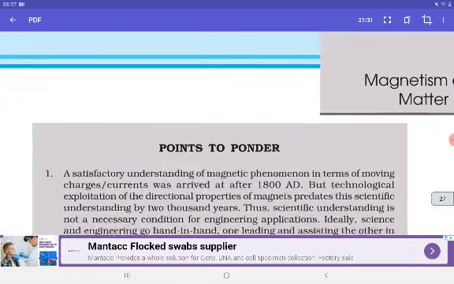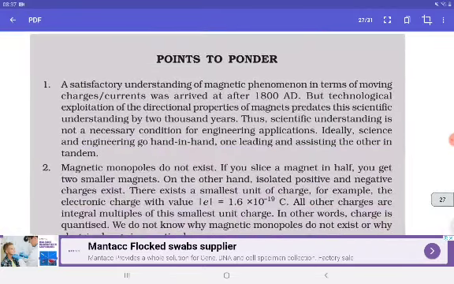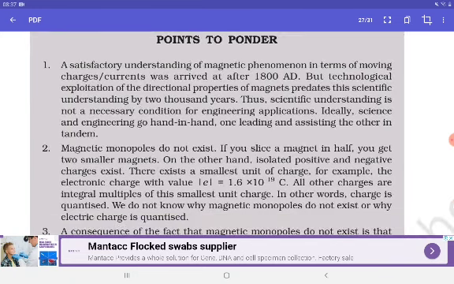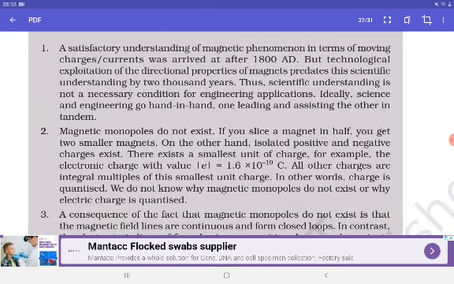So here we just completed our chapter number 5. Points to ponder: a satisfactory understanding of magnetic phenomena in terms of moving charges or currents was derived after 1800 AD, but technological exploitation of the directional properties of magnets predates this scientific understanding by 2000 years. Thus, scientific understanding is not a necessary condition for engineering application. Ideally, science and engineering go hand in hand, one leading and assisting the other in tandem.